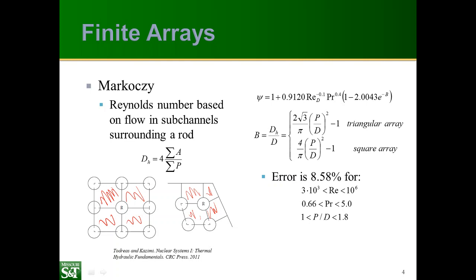And we have this, again, it's a little bit more complex functional form than the Weisman model, but it's designed to work for a wider range of conditions. So you have the Reynolds number behavior, the Prandtl number behavior, and then there's a geometrical parameter that depends on the pitch to diameter ratio. The error for this correlation is only about 8.5% for a pretty wide range of conditions, so it's pretty reliable.